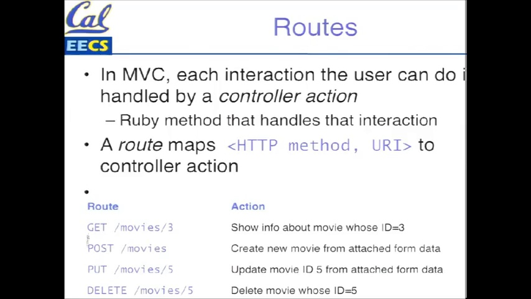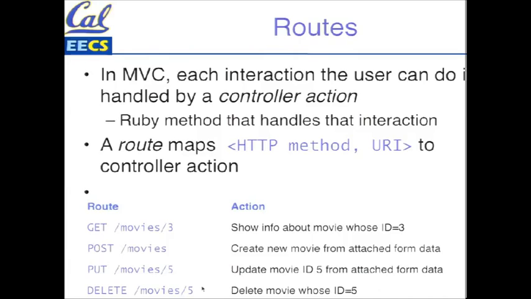A route with POST /movies could mean create a new movie from the information in the form attached to this HTTP request. You'll do a little bit of that in homework number 2. We could say PUT /movies/5. That might mean here's an attached form with some new data to update the existing values of the movie whose ID is 5. Or DELETE /movies/5: get rid of that one completely.